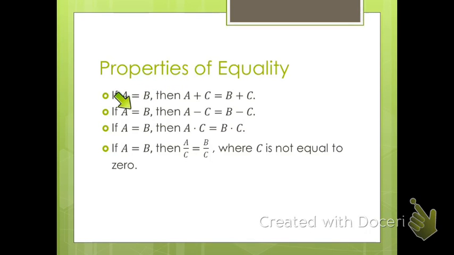The same thing's true for subtraction. So if A equals B, then A minus C will equal B minus C. For multiplication, if A equals B, then A times C will equal B times C. And if A equals B, then A over C, or A divided by C, will equal B divided by C, where C is not equal to 0, because you can't divide by 0. So those are the properties of equalities, and what those are going to do is help us solve difficult equations like the one we saw on the opening screen, the one that we couldn't do mentally.